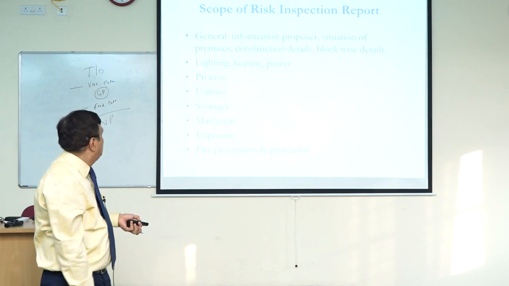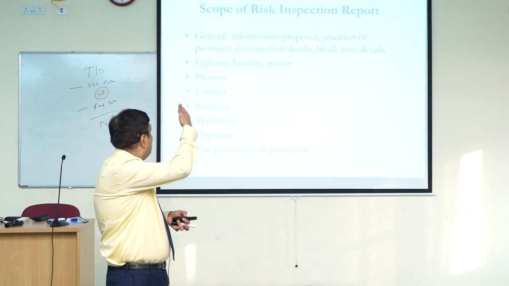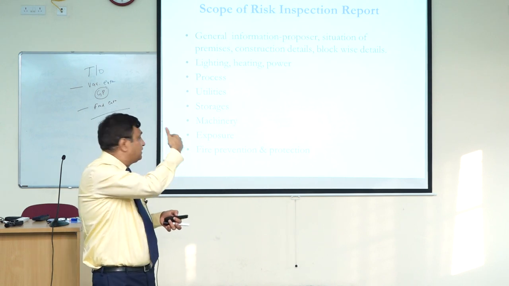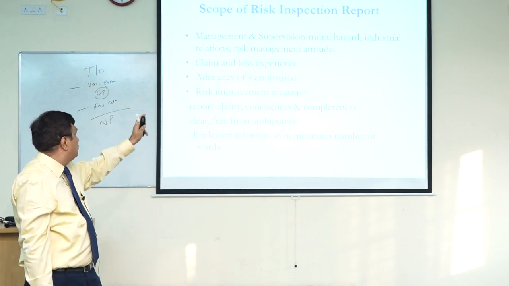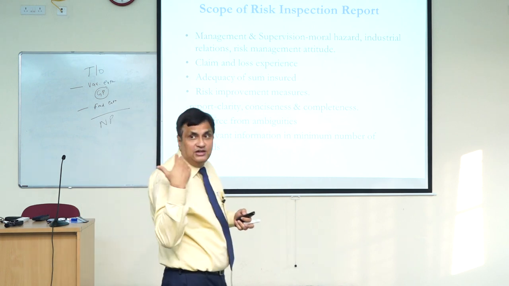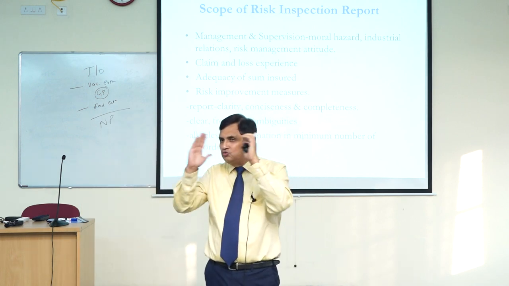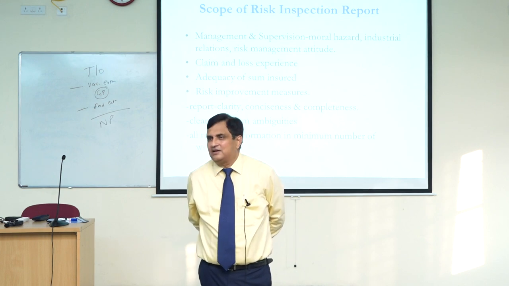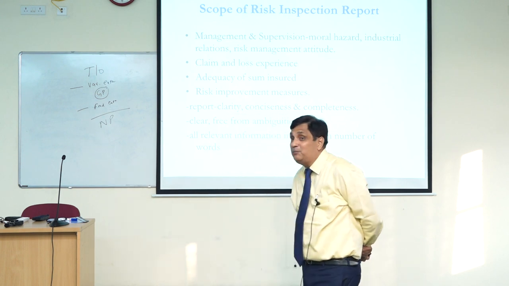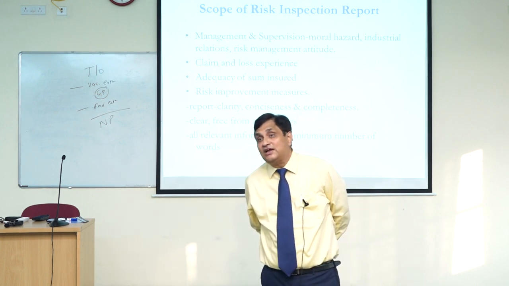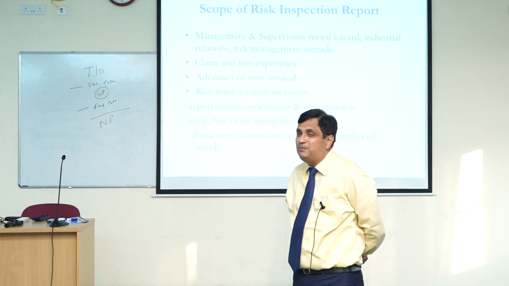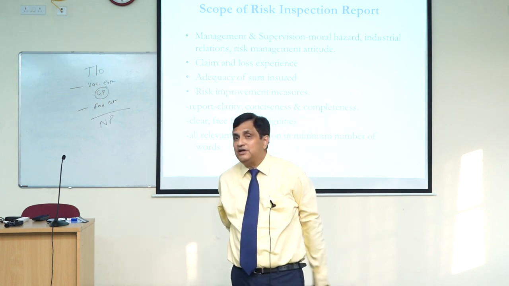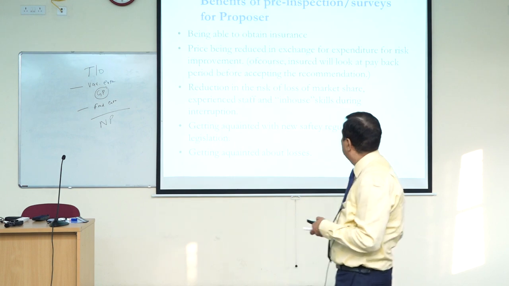Okay. Scope of a risk inspection report, it should talk about general information, lighting, heating, process utilities, storage, machinery and all that. Management, supervision, claims, risk improvement measures, report clarity, concerns. Basically, reports should not be too long or too short. It should be clear, it should be concise, it should be readable. Second thing is, clear from ambiguities. You can't write something somewhere and something else exactly opposite somewhere else. And all relevant information in a minimum number of words, because if you write pages and pages, it's quite possible people don't read it. So these are the features of a risk inspection report.